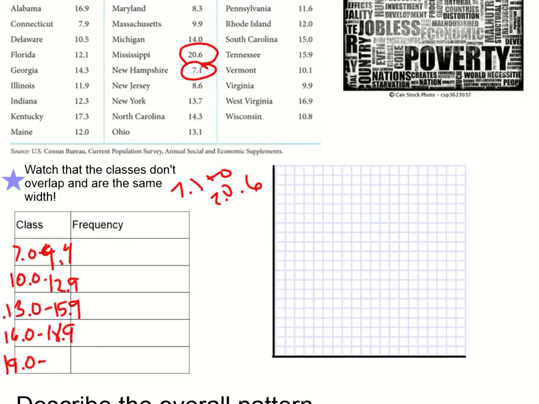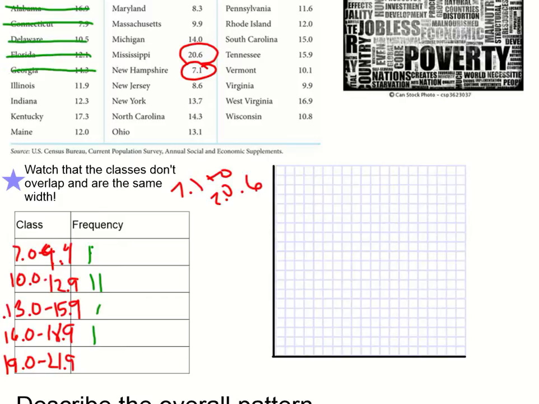And so now that I have my intervals all set up, I then go up and I look at my chart and I start to figure out the frequency. So Alabama is 16.9. That's going to fall right in this interval right here. I'm going to cross that one off. Connecticut goes here, Delaware, and I go through and I fill in where all of these values go.